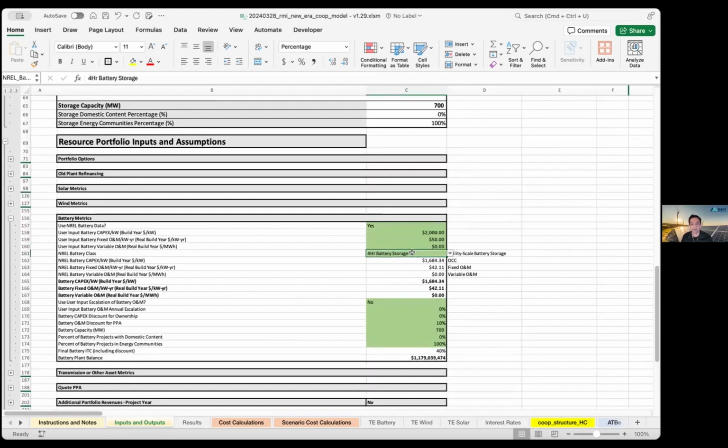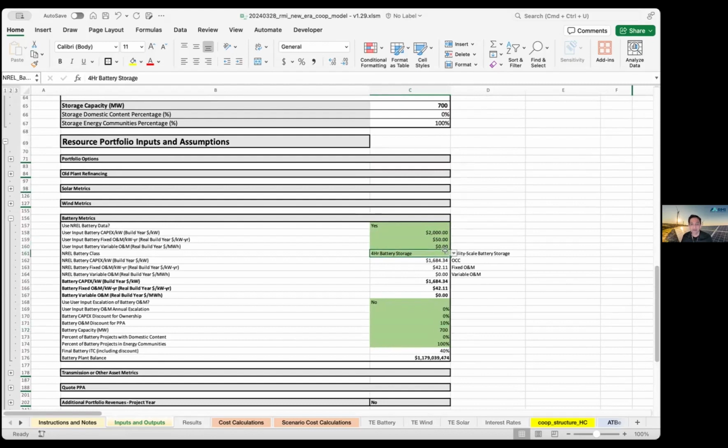And the second thing I'll note is that while you do choose a battery capacity, the NREL classes do allow you to choose different potential durations for that energy storage for the costs that are automatically generated. So if you use NREL battery data, you will need to also select the number of hours or the duration of the battery to get the costs that are appropriate for your portfolio.